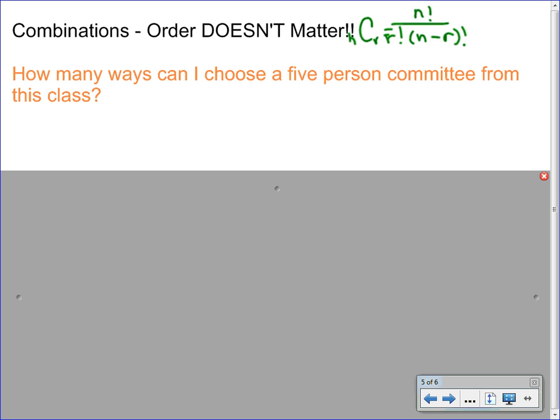How many ways can I choose a 5-person committee from this class? Now, if there is no rank within our committee, like president, chair, co-chair, whatever, order is not important. So there's 23 people in this class, right? So our 5-person committee, how do we write it? 23 combinations of 5. 33,649? Okay.